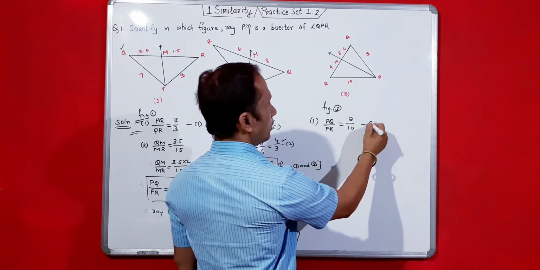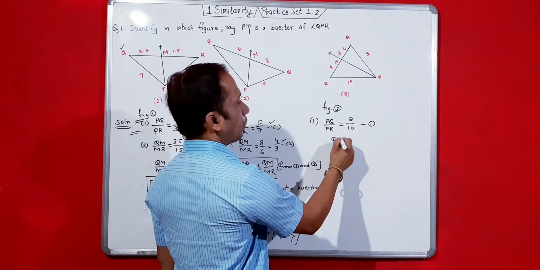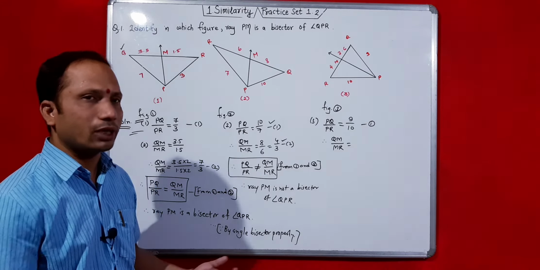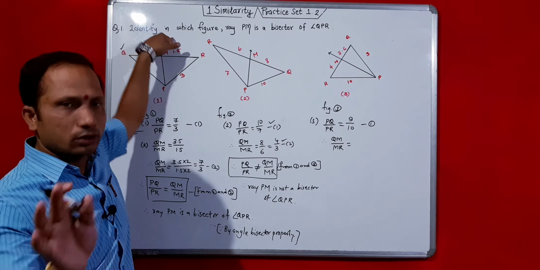Okay, this is first, and therefore PQ, then what? QM upon MR. Don't change this sequence. Keep it as it is, because you have to choose any one sequence. If I take PQ first, then I have to take QM first. Okay, this is the sequence.